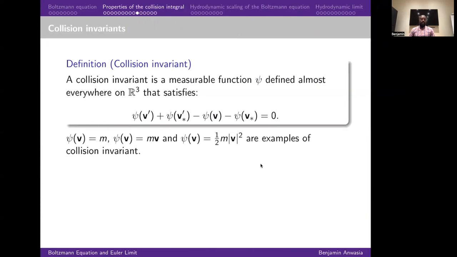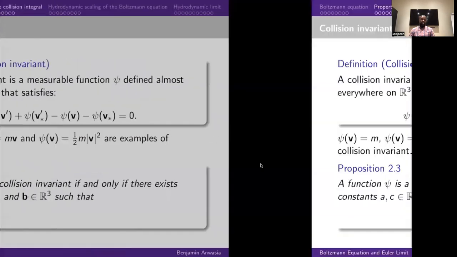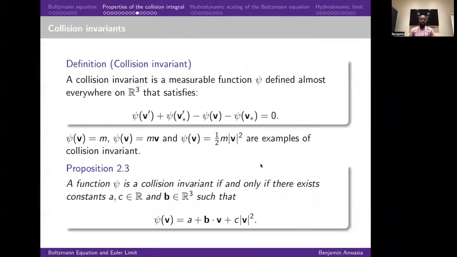In particular, a function psi is called a collision invariant if and only if there exist constants A and C in R and B in R^3 such that psi of v is equal to A plus B dot v plus C times the absolute value of v squared. This proposition asserts that the above examples of collision invariants provide all the collision invariants up to linear combinations.